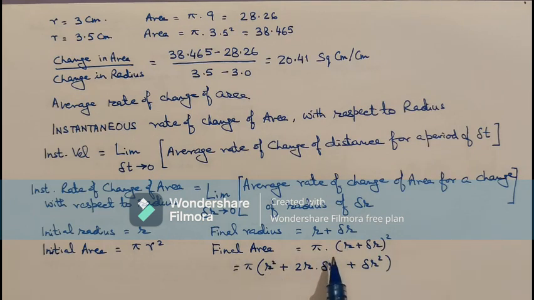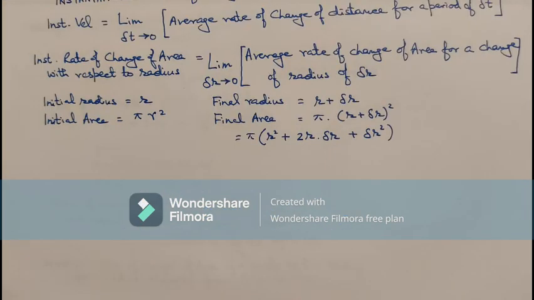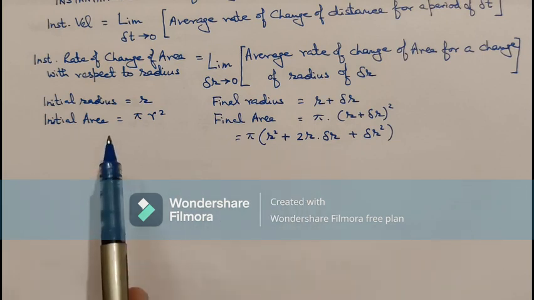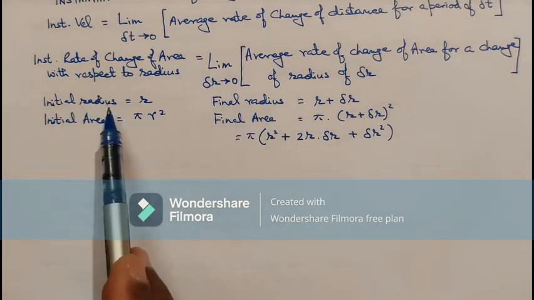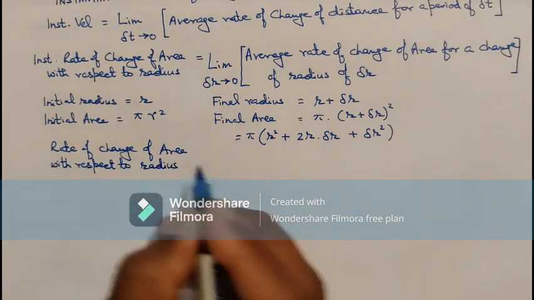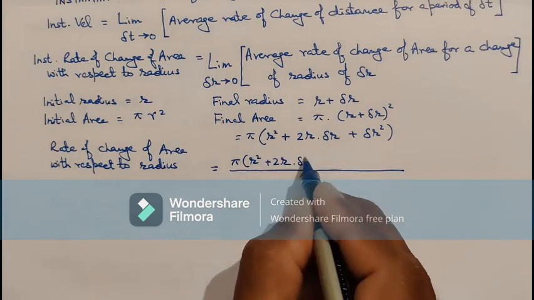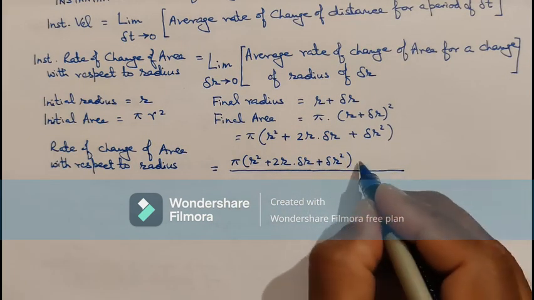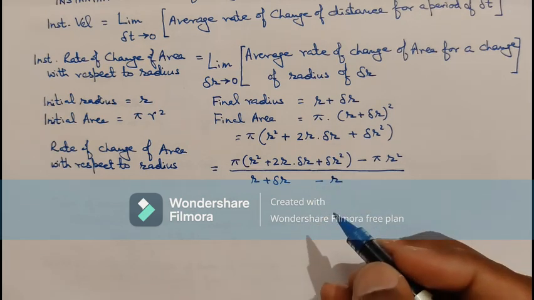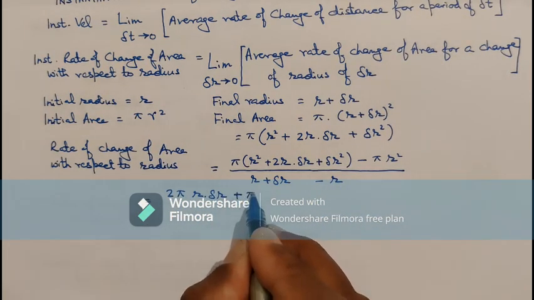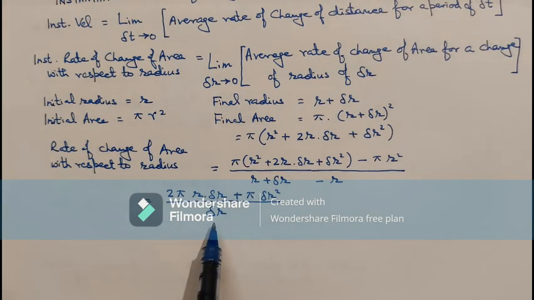Final area works out to pi into r plus delta r whole square, which is equal to pi r square plus 2r delta r plus delta r square. Rate of change of area with respect to radius is equal to final area minus initial area, that is the change in area, divided by final radius minus initial radius. Final area minus initial area, divided by final radius minus initial radius. Now this is the average rate of change of area.